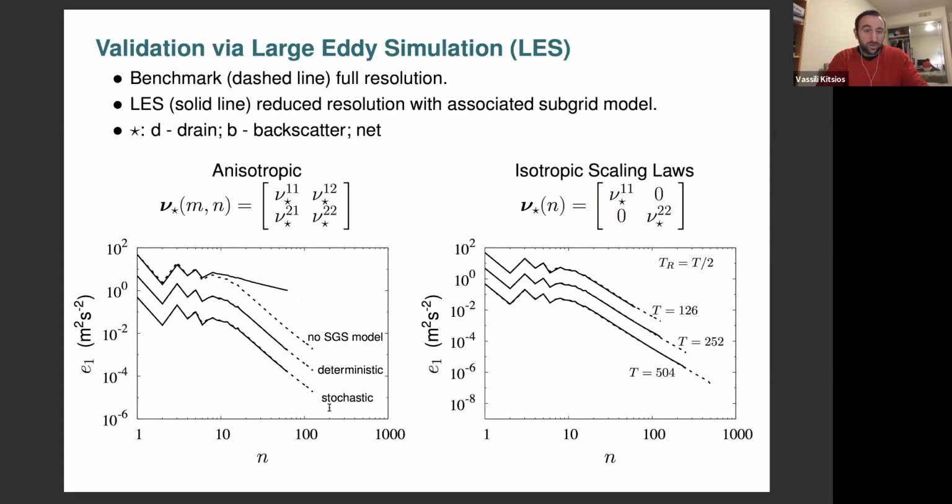But if you're using either the deterministic or the stochastic form, the full anisotropic coefficients, using the diagonal and off-diagonal terms, you get near perfect results. But also when you're using the isotropic scaling laws, so here the scaling laws are only defined for the diagonal terms because when you're truncating past the Rossby radius of deformation, the off-diagonal terms are negligible. So in this gross simplification of the eddy viscosities, we can also reproduce the DNS across multiple resolutions.